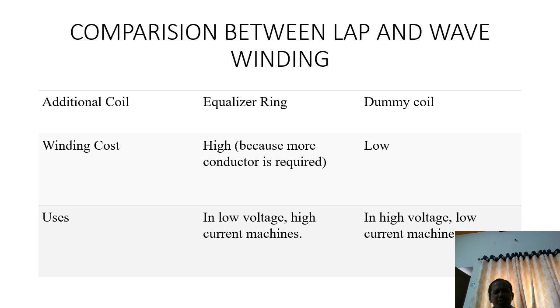Lap windings are used for low voltage and high current machines. Wave winding is used for high voltage and low current machines. Are you getting my point or not? This comparison is most important from the examination point of view.